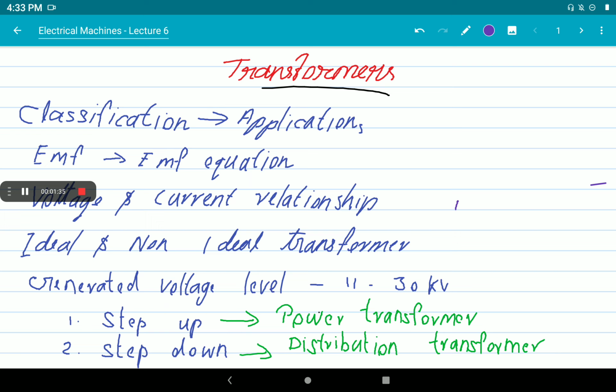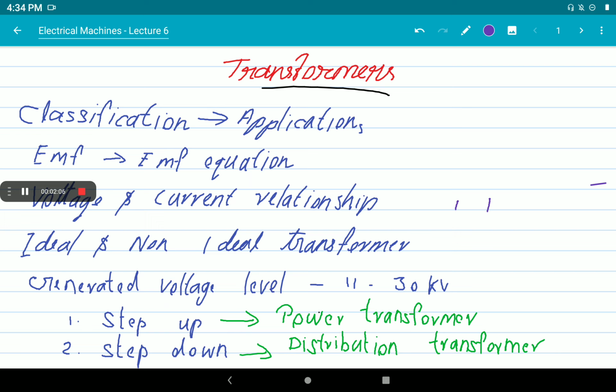Okay. And now we are going to study different classifications based on applications and usage, and also based on construction, etc. And we are going to explain the induced EMF in a transformer, the EMF equation, then the voltage and current relationships, and what ideal and non-ideal transformers are.